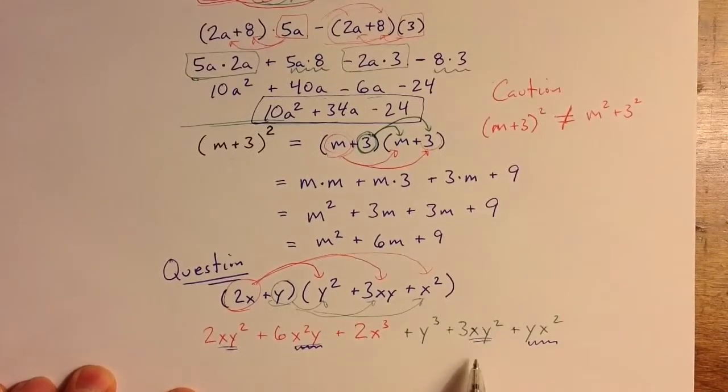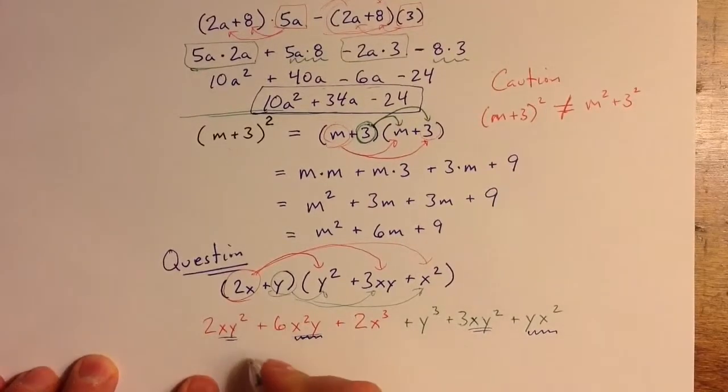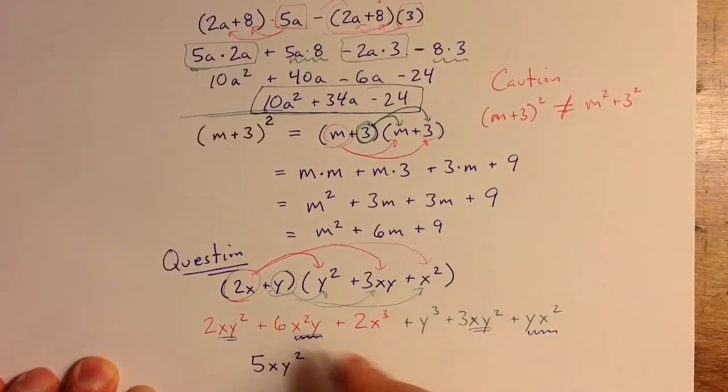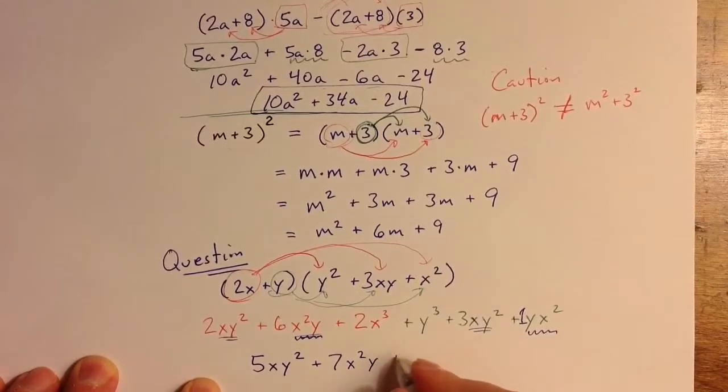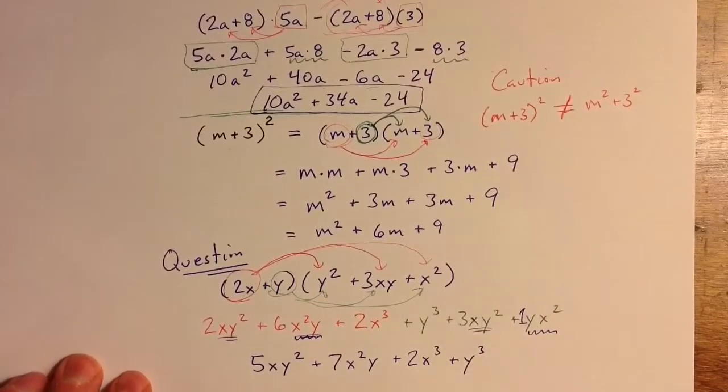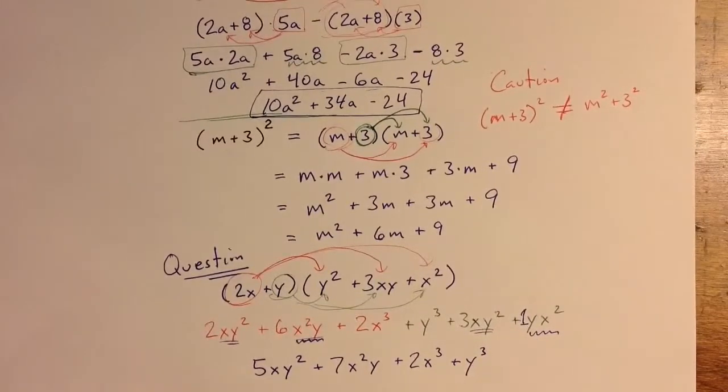So to simplify our answer, 2 and 3, I can put those together. I get 5xy squared. And then 6 and 1 more gives me 7x squared y. And then finally we have 2x cubed and y cubed. It's perfectly okay to write those terms in a different order. They would represent the same amount. They're all degree 3 terms, so we can't really write them in descending order by degree. They all have the same degree, so any order is really okay. And there's our final answer.